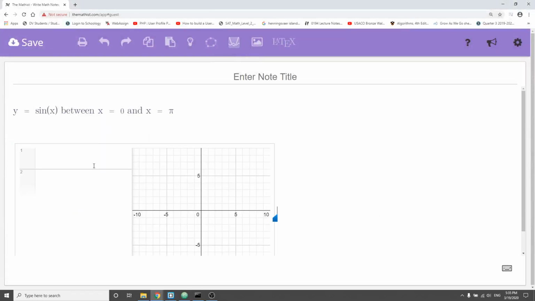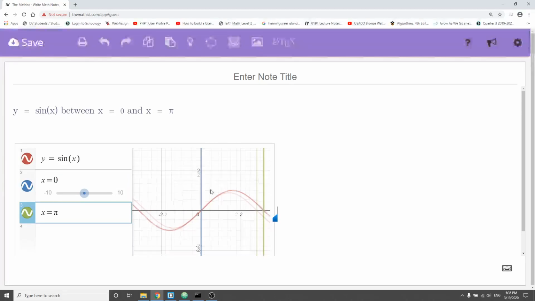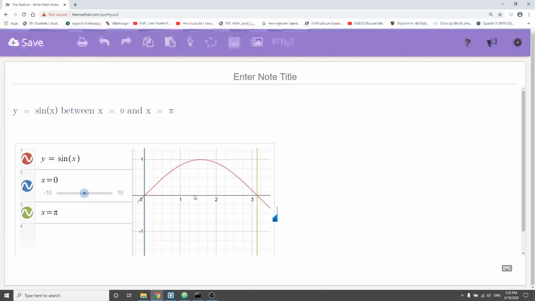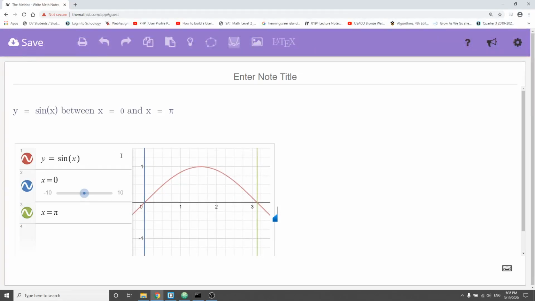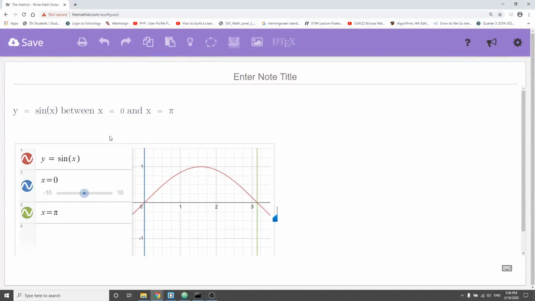So let me pull up a graph here. If we have y equals sine of x between x equals 0 and x equals pi, we see that our domain is basically restricted to this area right here. So this is all we're focusing on. And of course, finding the area underneath this curve, between the x-axis and this graph, we're just going to use an integral for that.